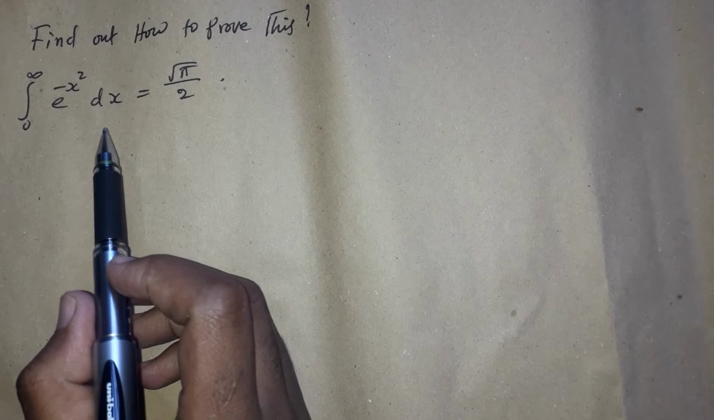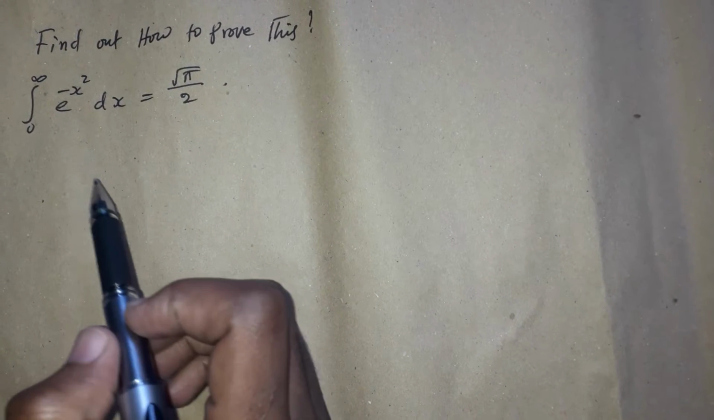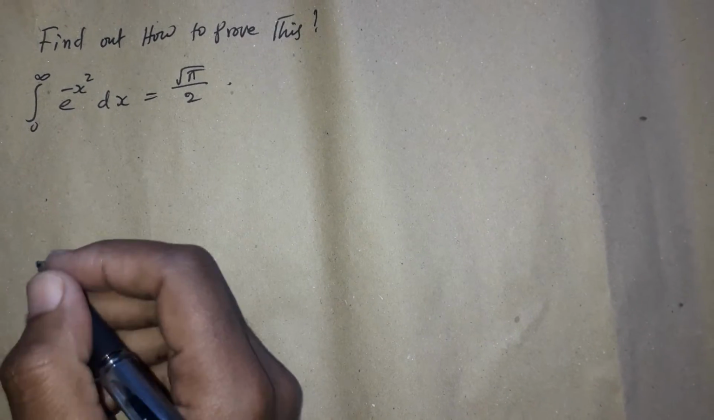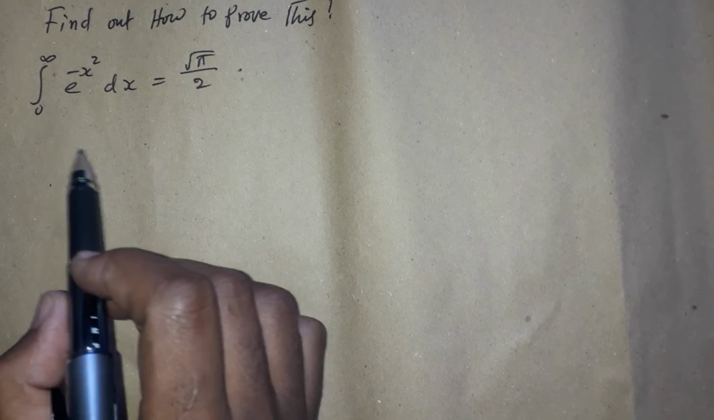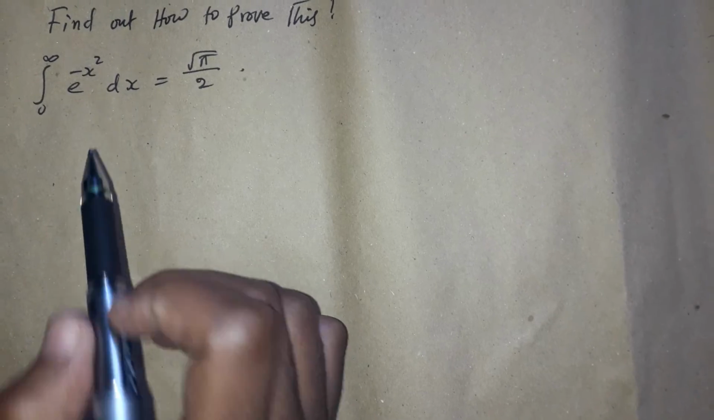This function under the integral is e to the minus x squared. We cannot directly find its antiderivative using a polynomial function or a trigonometric function or a combination of those two functions. Therefore, this function is a non-elementary function. It means that we can't define its antiderivative in terms of the functions we know. So we will make use of a function called the gamma function to evaluate this integral.